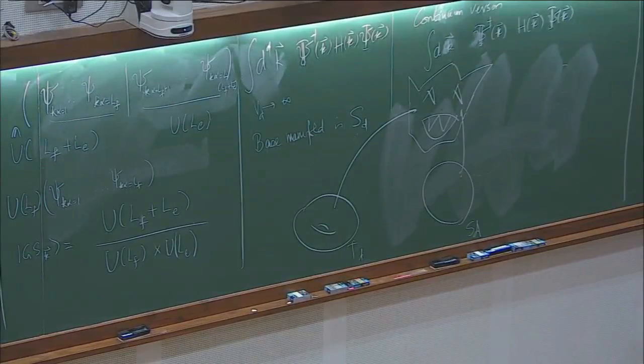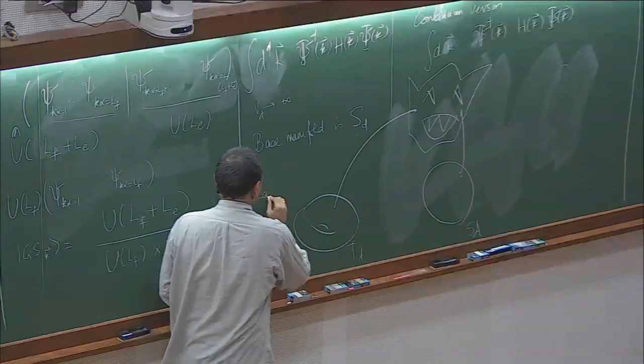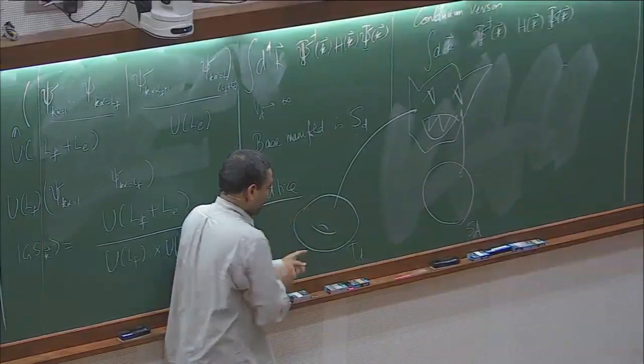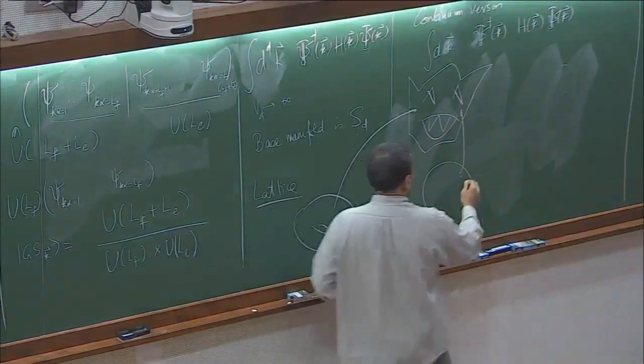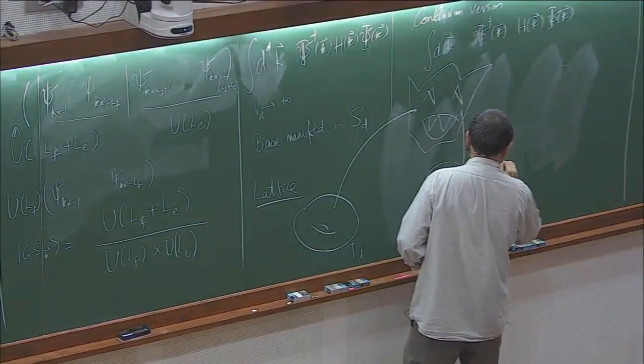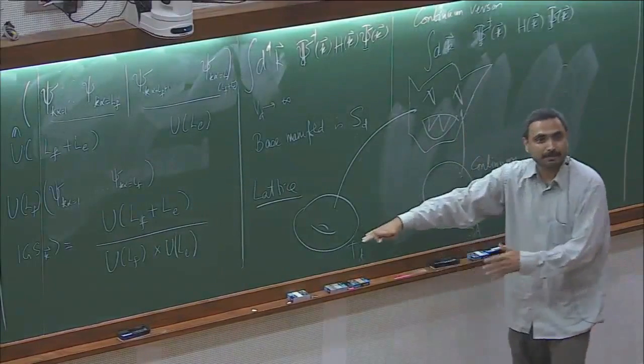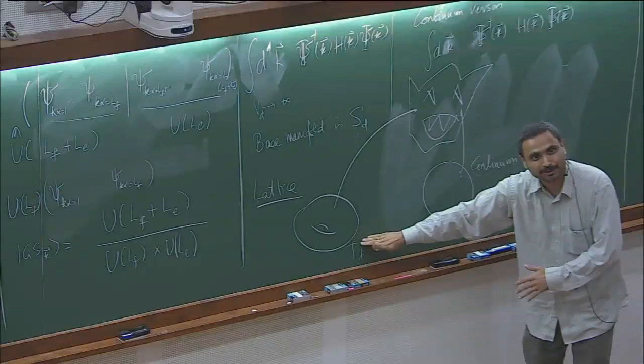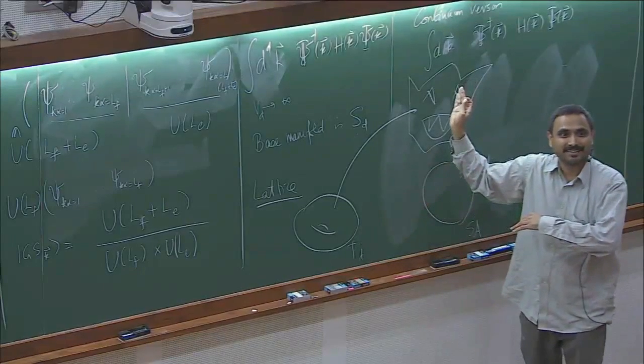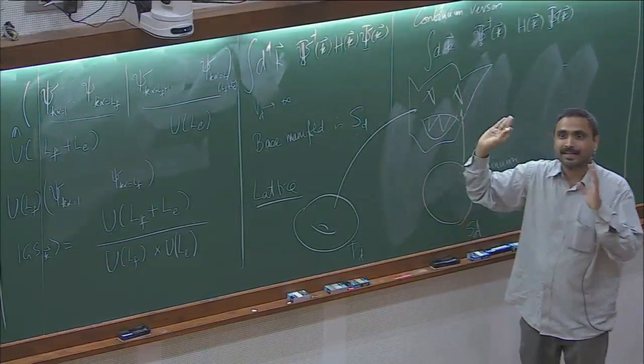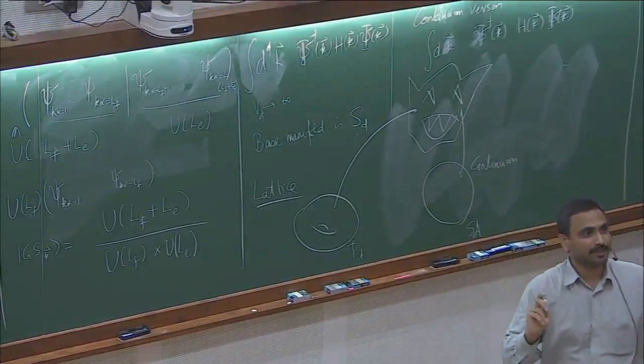Okay. If it's a lattice problem, it's a torus. It is lattice, it is torus. In continuum, it is sphere. In either case, it's a map from this base, whatever is the base manifold, to the Grassmannian. Right? Everybody's good with this?